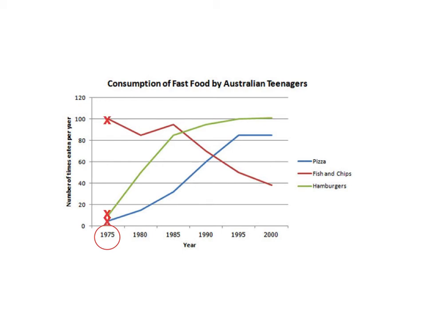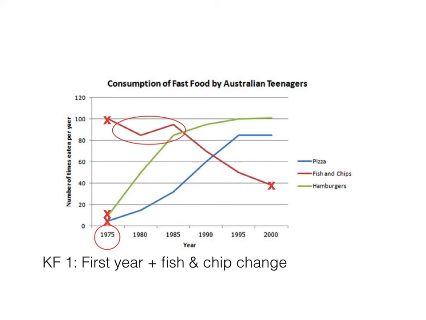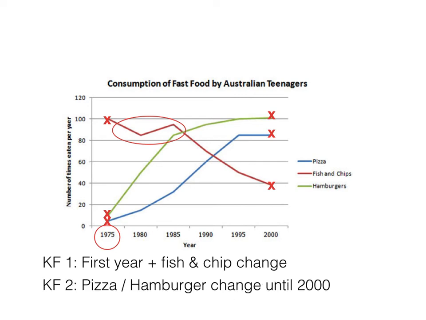Looking at fish and chips, there's a fluctuation here, not hugely significant, but I'll include it. And this fall is significant. I'm going to put all this in one paragraph, key features 1. The figures in the first year and the change in fish and chip consumption. In my second key features paragraph, I'll deal with pizza and hamburgers and describe this rise. If you're confident, pause the recording now, follow this plan and write your own key feature paragraphs. Otherwise, follow me.